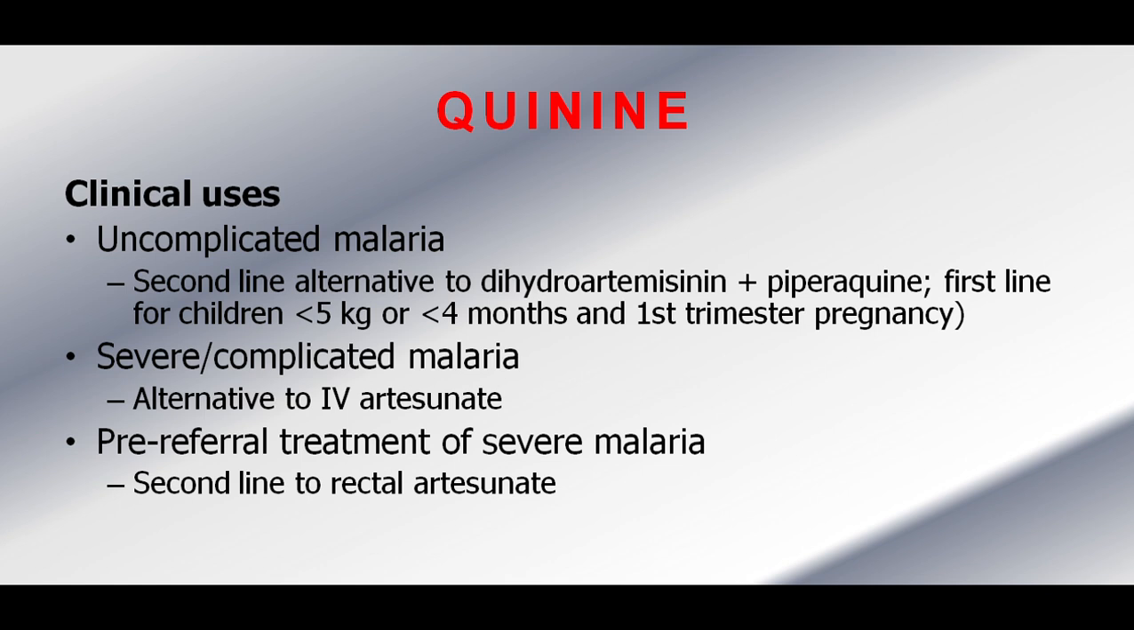Then we have severe or complicated malaria, where it is used as an alternative to IV artesunate. Quinine is also given in pre-referral treatment of severe malaria. It's second line to rectal artesunate, where you don't have rectal artesunate but you want to give pre-referral treatment of severe malaria. You can give quinine, IM quinine.